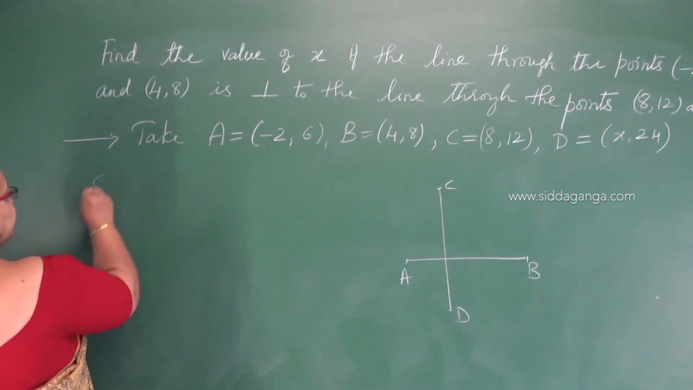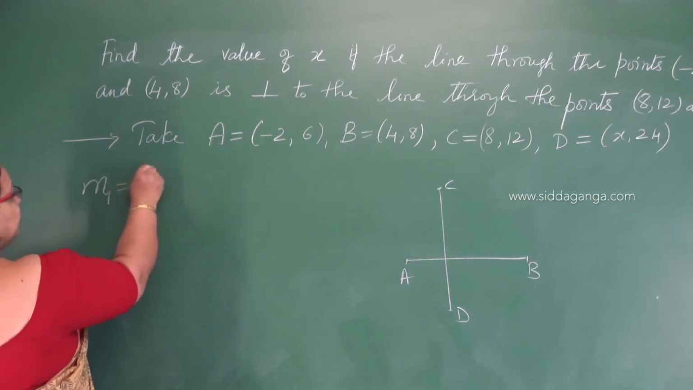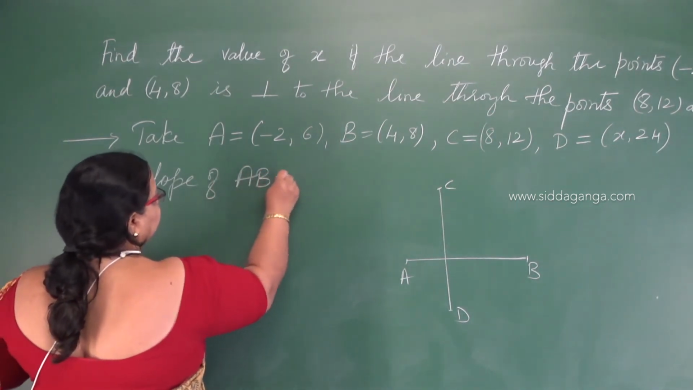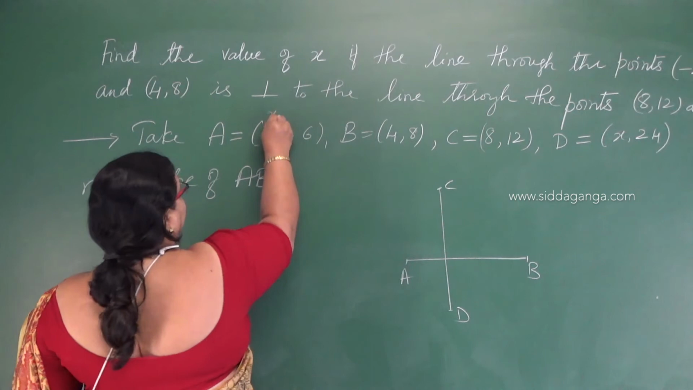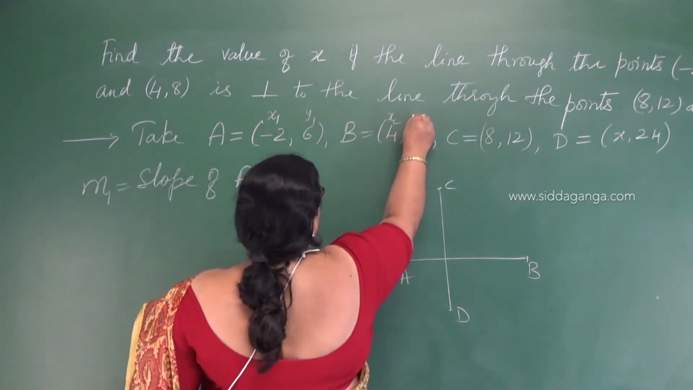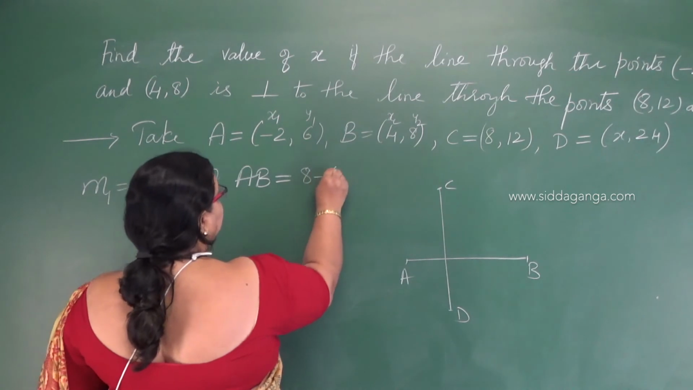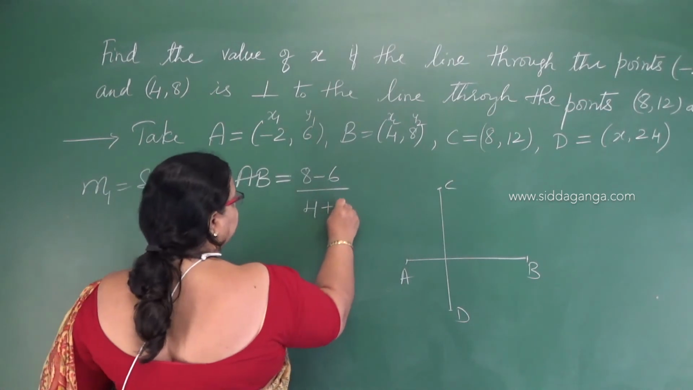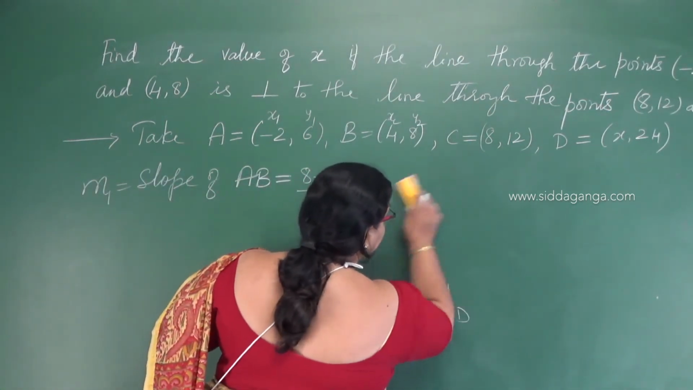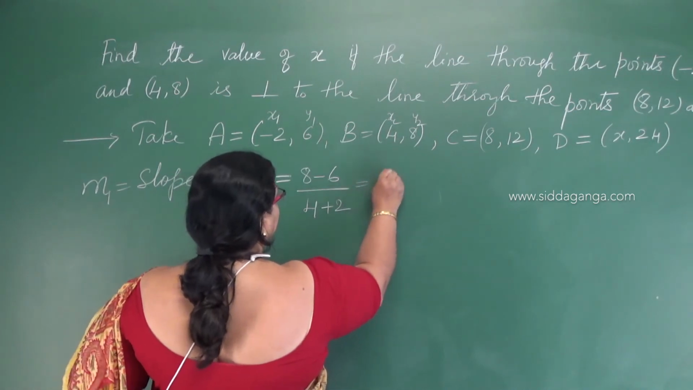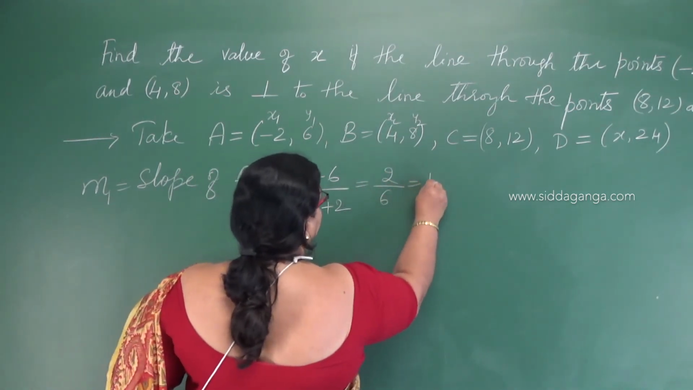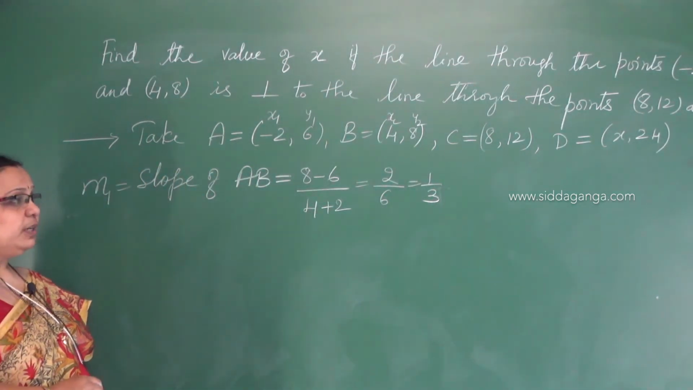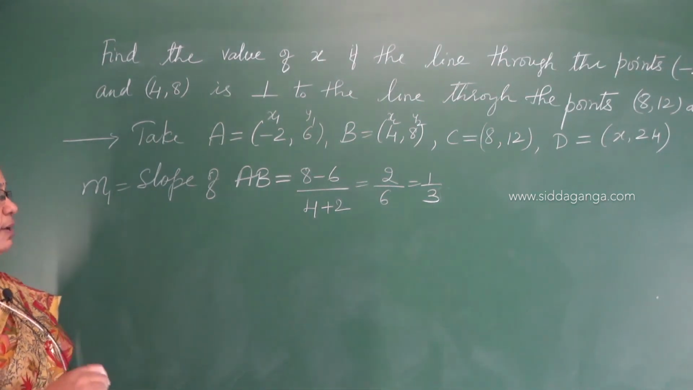First you take m1 equal to slope of AB, that is equal to, between A and B apply the formula, x1 y1 x2 y2, y2 minus y1 divided by x2 minus x1. Negative is there, it becomes plus. So now this is equal to 2 divided by 6 equal to 1 divided by 3. The slope of AB is 1/3.